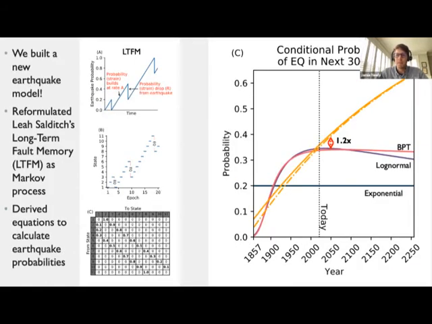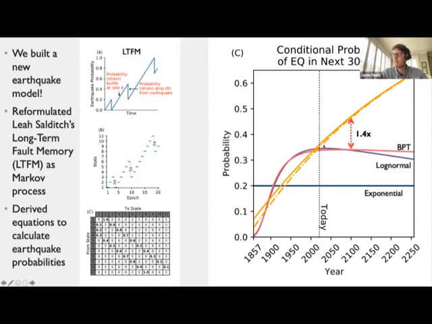So what we've done: many of you know Leah Saldich. For the new folks, she was also a lab mate of mine. She developed a model called the long-term fault memory model. What I've been doing this summer is reformulating this model as a Markov process to calculate better earthquake probabilities. The LTFM is great because we can incorporate additional information about the actual earthquake histories, and it better reflects the processes that go on.